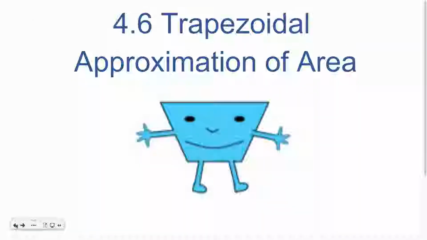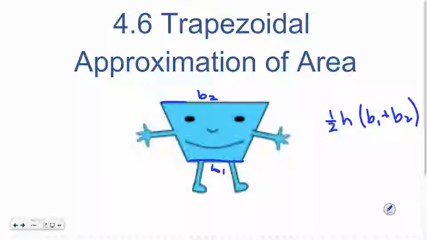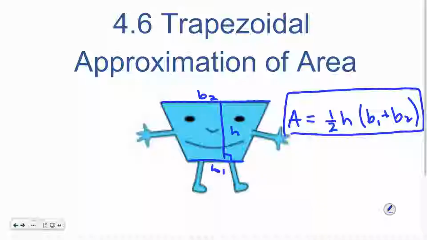Okay. How do we find the area of a trapezoid? Does anybody remember? Okay. So if we have a trapezoid, base 1, base 2, and the height of the trapezoid, this is how you find the area. If you didn't know that already, write it down.